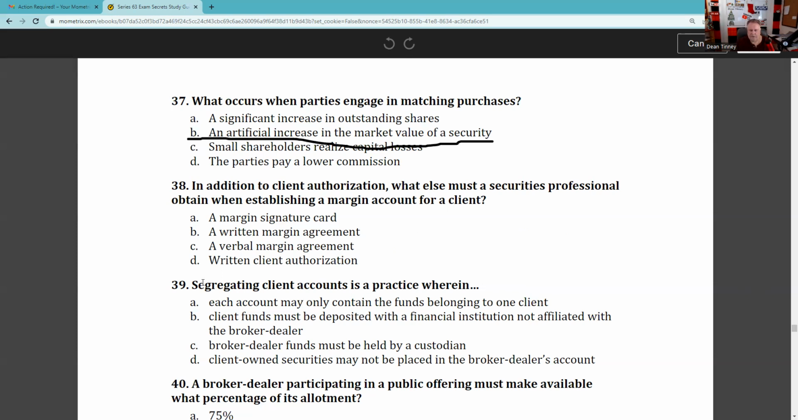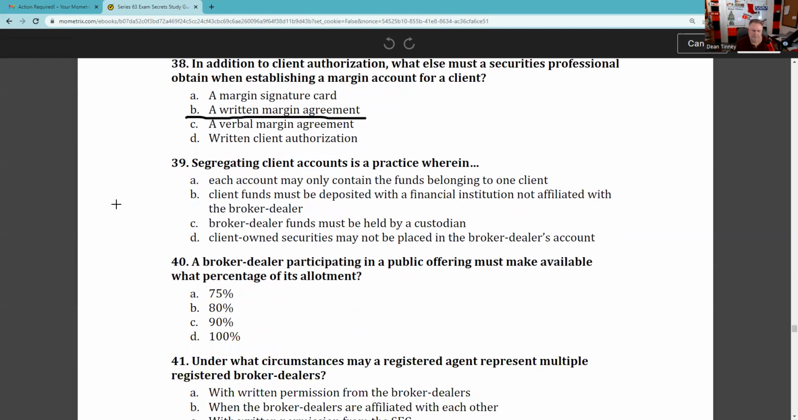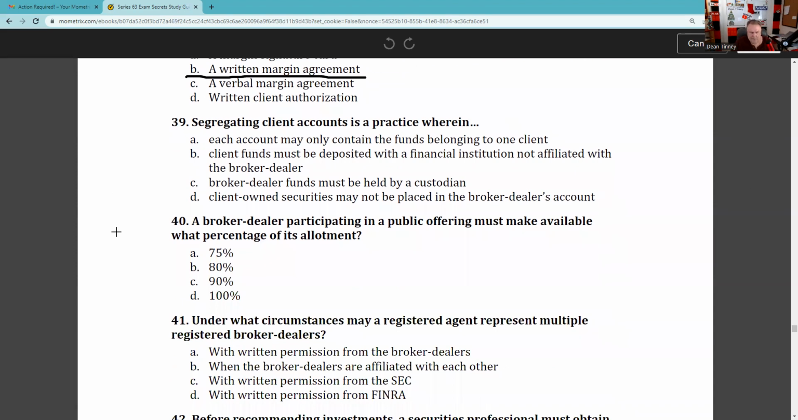38, in addition to client authorization, what else must a securities professional obtain when establishing a margin account for a customer? Yeah, we have to have a written margin agreement that says, hey, you understand that you're pledging your securities as collateral for a loan. You understand you're borrowing money and paying interest. You understand that borrowing money is hazardous to your financial health, that the same supercharged speed you're going to make money with is the same supercharged speed you're going to lose money with. Segregation on the test is good. Commingling is bad. So segregating clients' accounts is a practice wherein each account may only contain the funds belonging to one customer.